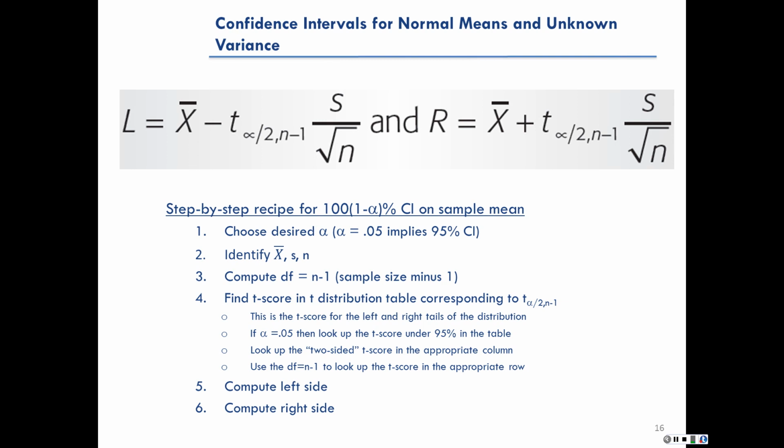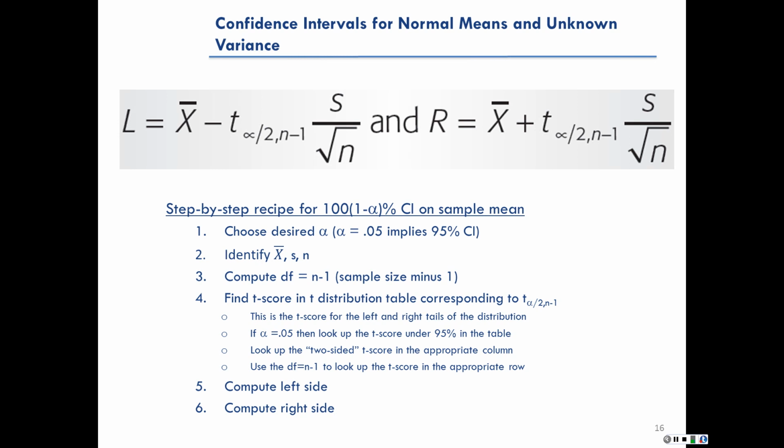When you look up the critical value in the t table, it's important that you know the degrees of freedom. So that t statistic is then multiplied by the sample standard deviation divided by the square root of n, which is the sample size. The right-hand side is the exact same formula, except you're adding the t score instead of subtracting it.